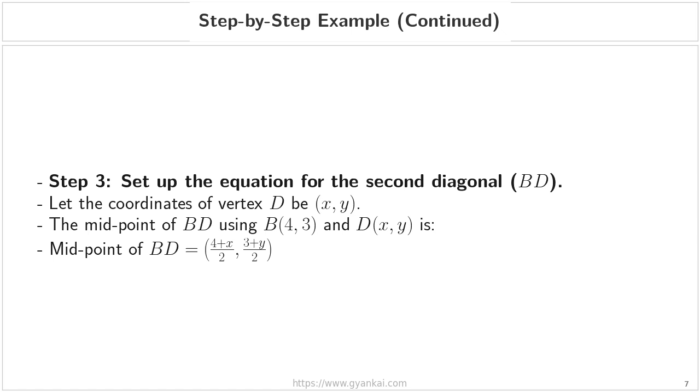So, using the midpoint formula with our known vertex B, which is (4, 3), and our unknown vertex D, the midpoint of BD is expressed as ((4 plus x) over 2, (3 plus y) over 2). We will use this expression in the next step to solve for our missing values.